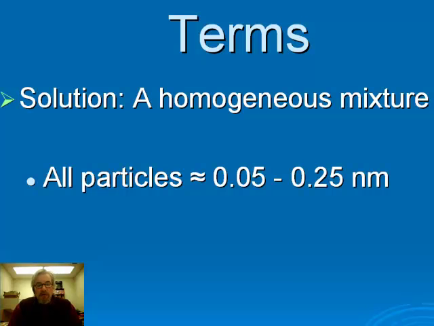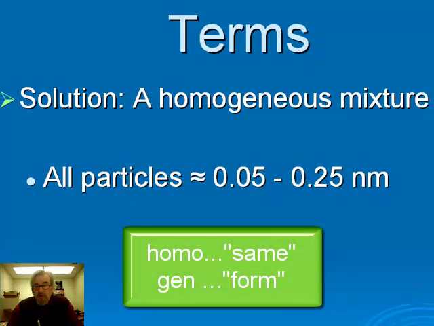A solution is a homogeneous mixture, and in this mixture, all the particles are on the scale of atoms or molecules, so about atomic size or molecular size. So these particles are around 0.05 of a nanometer up to about 1/4 of a nanometer in size. Because the particles are so small, they're not individually distinguishable, and so you can't really tell where one part of the mixture stops and the other part of the mixture begins. And so we use the word homogeneous to describe it.